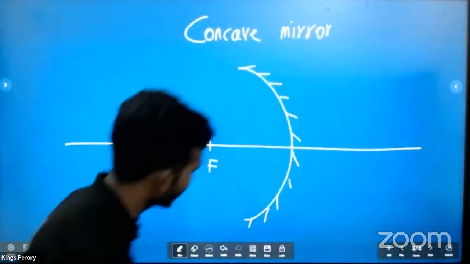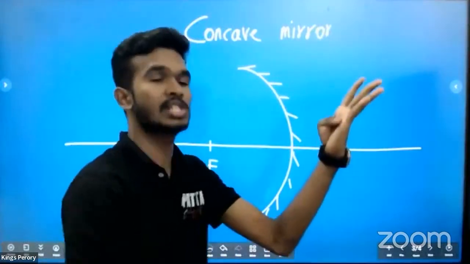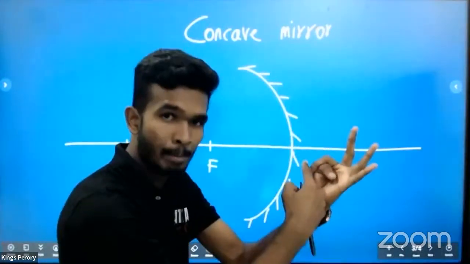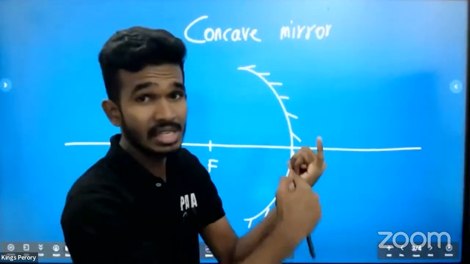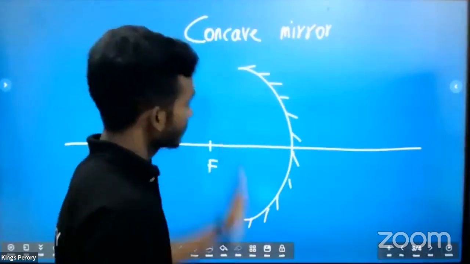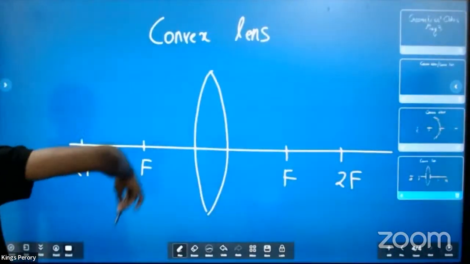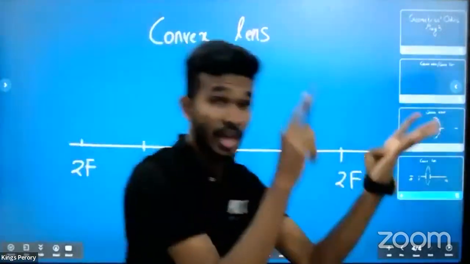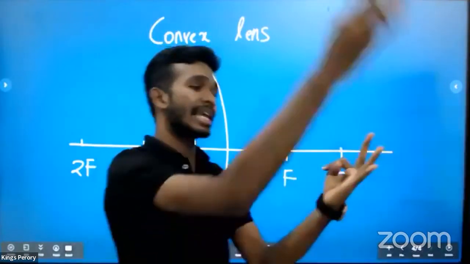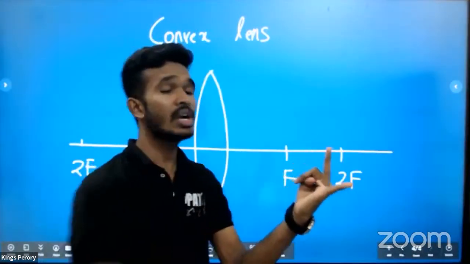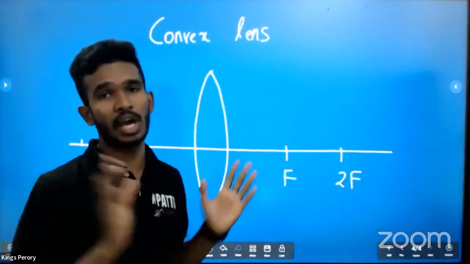What we do is take you, keep you in front of the mirror, and check where the image is formed. Is the image upright or inverted? Is the image real or virtual? What's the size: big, small, equal? Same thing with lenses also. I keep you in front of the lens, and check where the image is formed, upright or inverted, real or virtual, big, small, or equal in size. Those are the 4 things we are going to check.